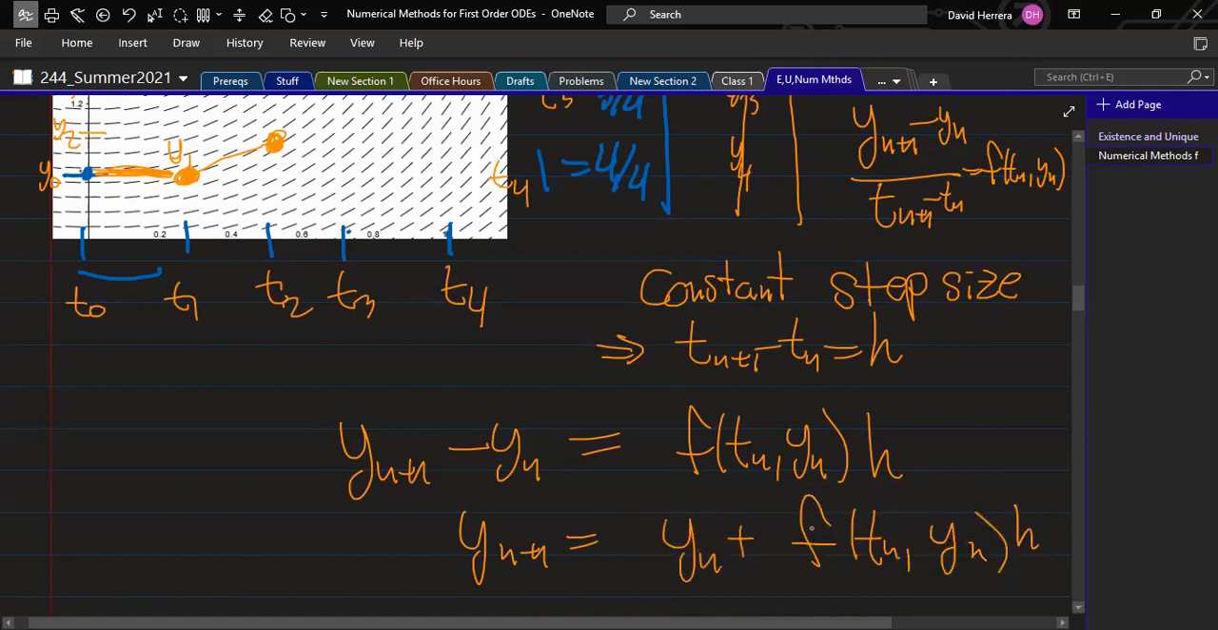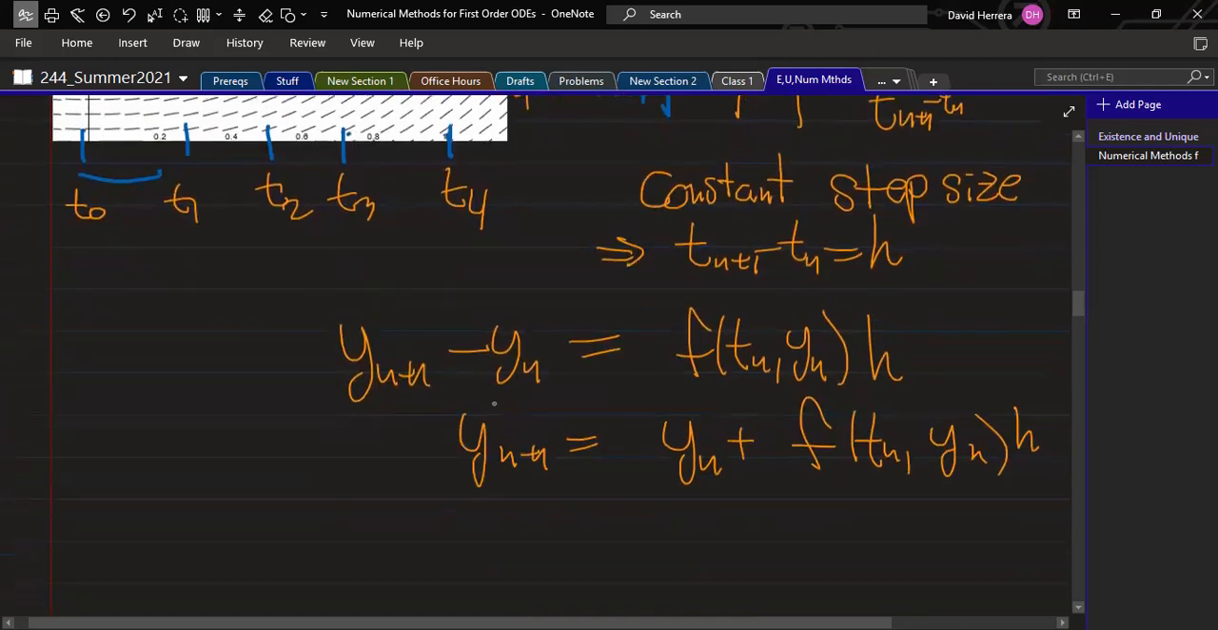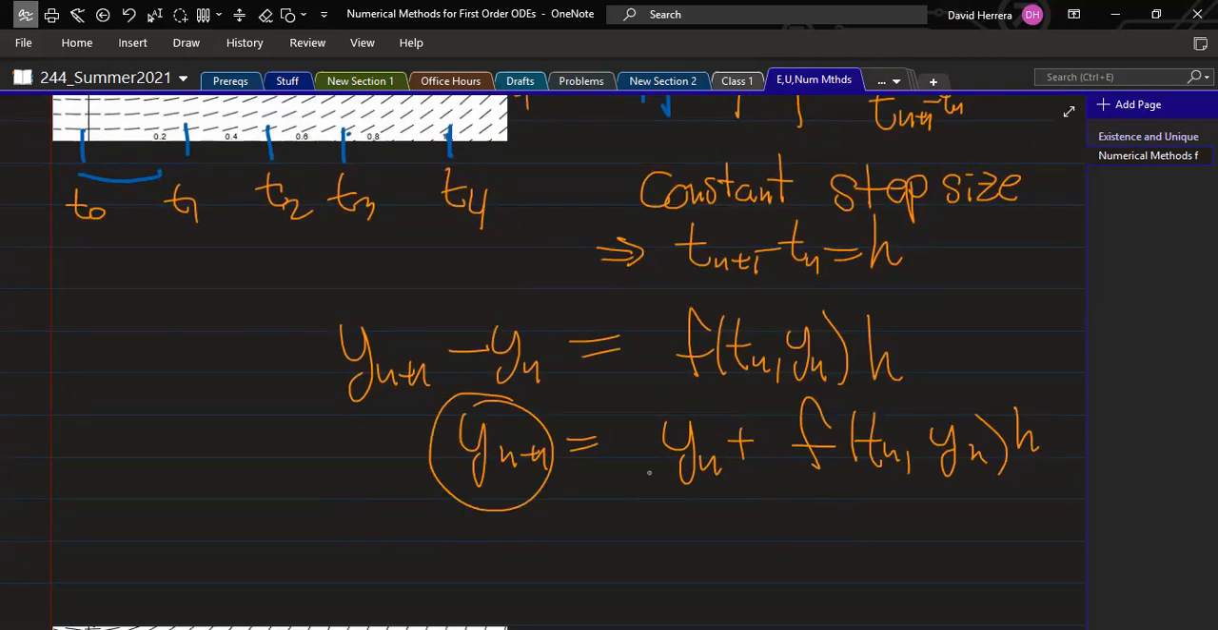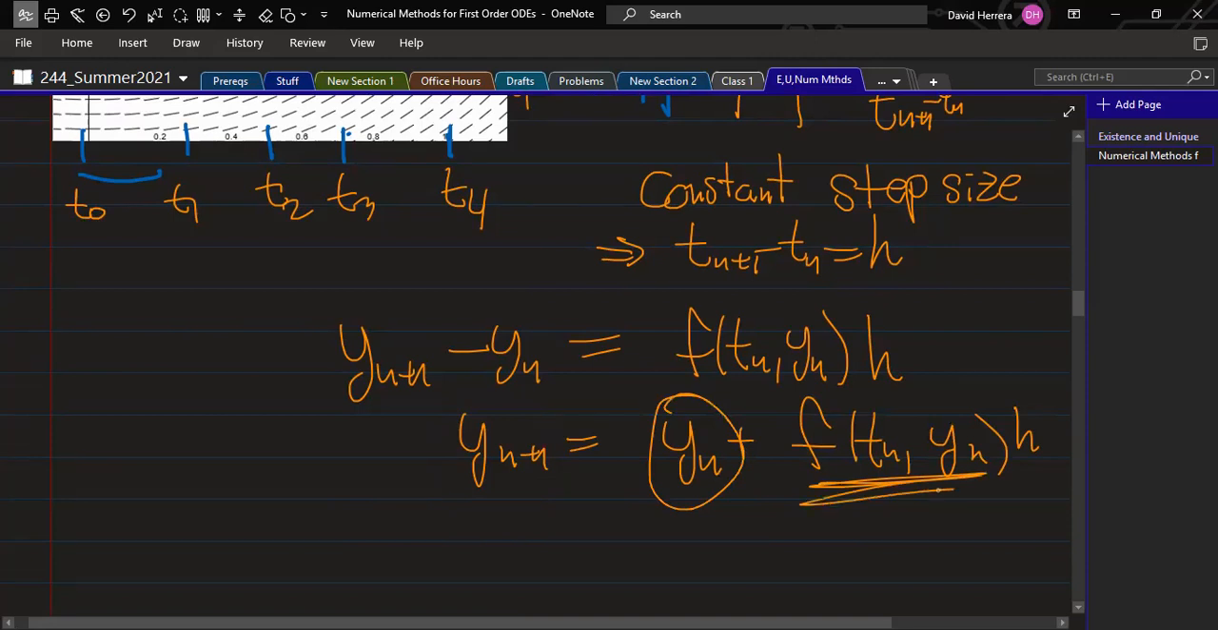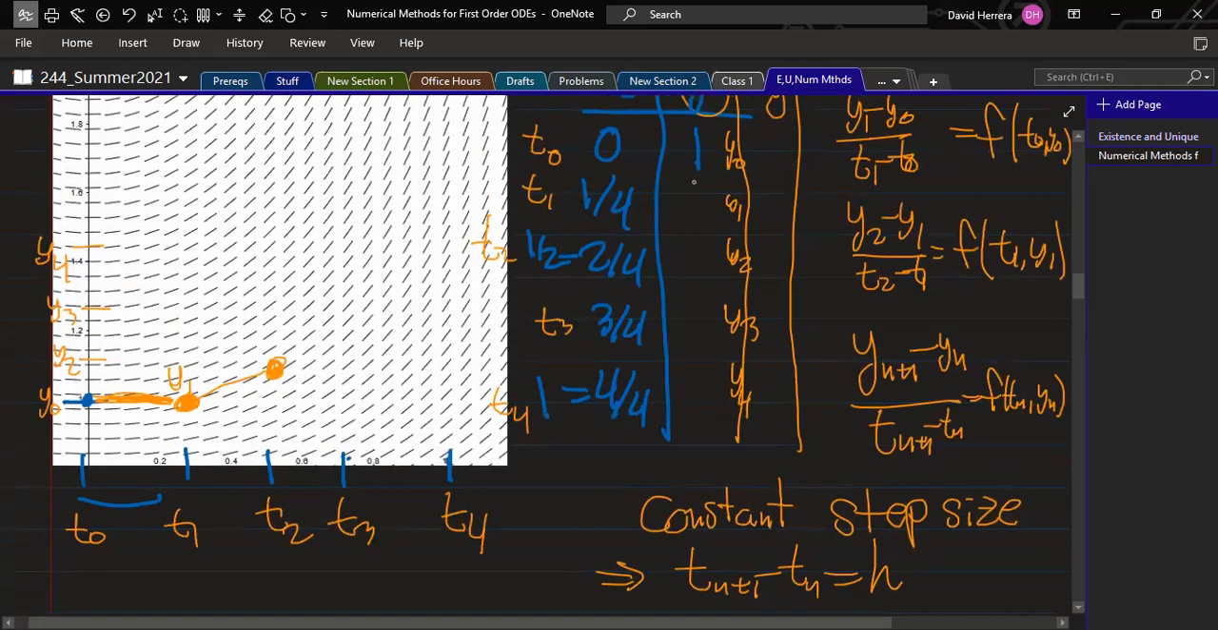So y_{n+1} equals y_n plus this. You can see that this right here is the next value, this is the previous value, and this is the slope that you have to follow. And this is your delta t. But delta t is the same in each step, so we're just going to replace it with the letter h. So now we can use this recursion. We can use this recursive relationship to calculate all these slopes right here.